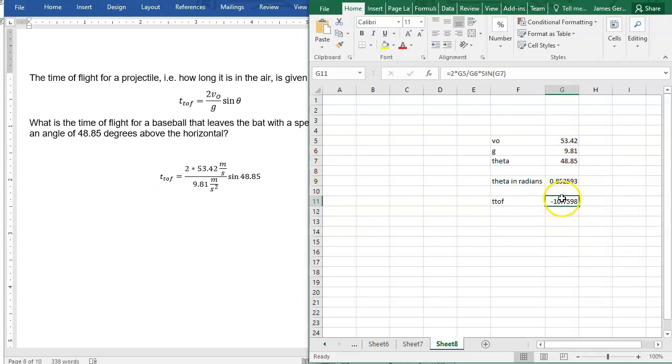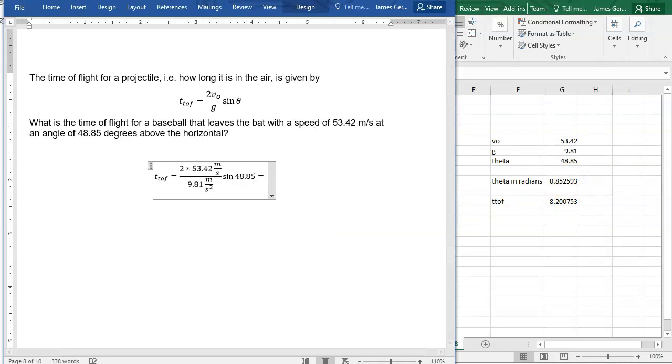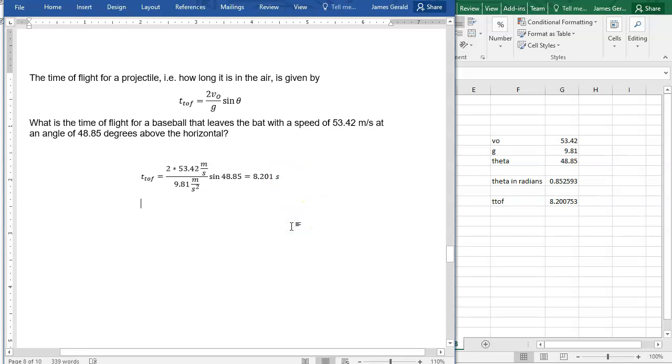I'm missing a radians conversion because I put in the wrong cell. See, you have to have radians. There we go. Time of flight is 8.2 seconds. You see how bad it goes if you don't use radians? 8.201 seconds, I'm going to put in. 8.201 seconds. And that's it for this problem.